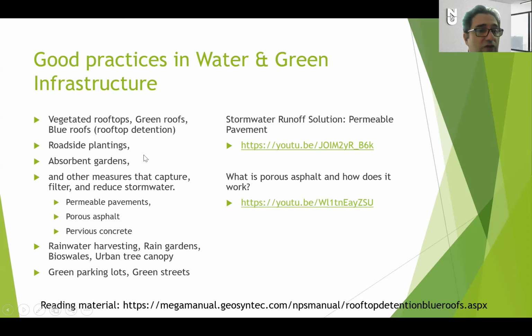Also you can do roadside plantings, absorbing gardens, and you can use some new materials in conventional construction of infrastructure to capture, filter, and reduce the stormwater, such as permeable pavements, porous asphalts, or pervious concrete. These three materials are quite interesting. I invite you to read about them and watch those videos. You are going to find it quite interesting.